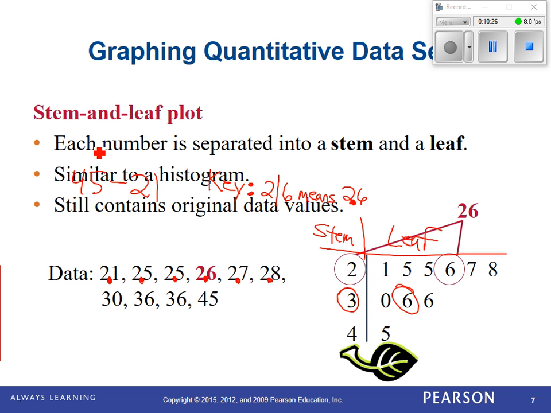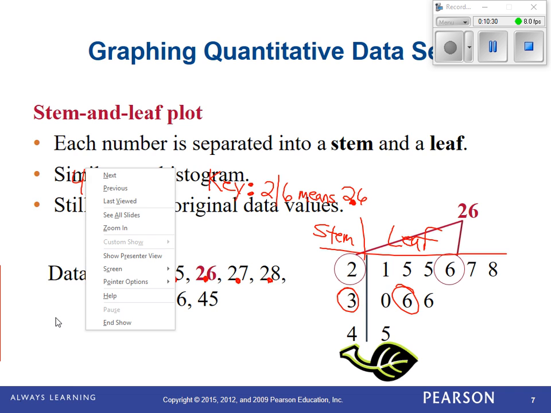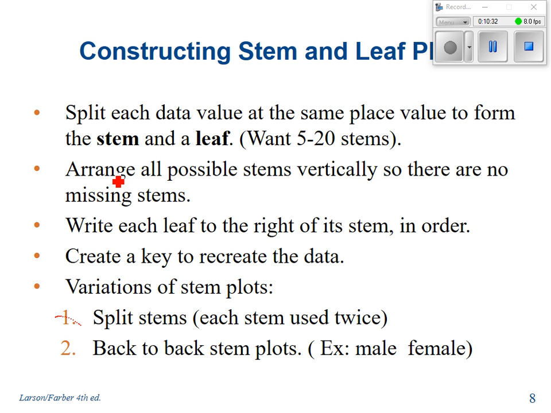Similar to histogram, we already said that. Still contains original data values. Constructing a stem and leaf plot. It's not hard to, if I was gonna write this down, maybe just write those two things. Sorry, that's the wrong thing. I was thinking of the next range all possible.